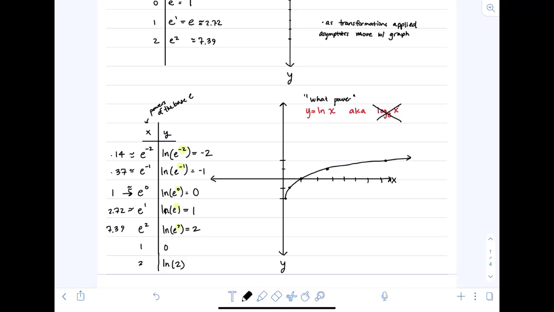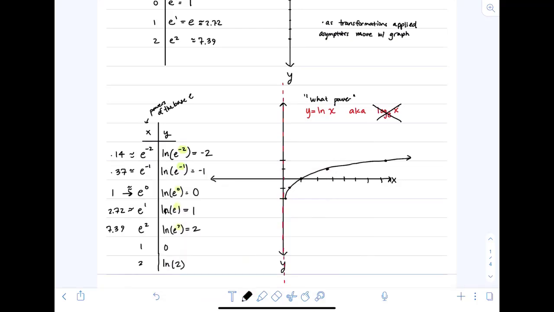Okay, what happens as we go towards 0? Well, we already know you can't plug in 0. It's not a defined value, as you can't raise the positive base e to some power to produce a 0 number. Similarly, you can't do it and produce a negative number. So I shouldn't see anything plotted to the left of 0 because it's not defined for a logarithm.